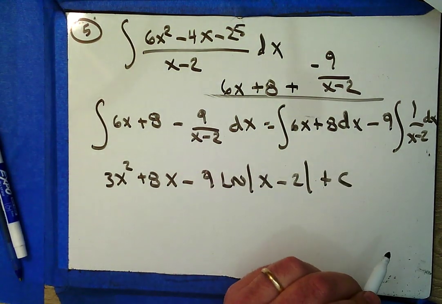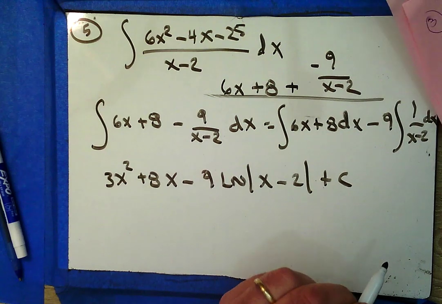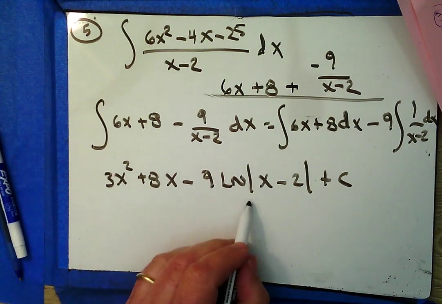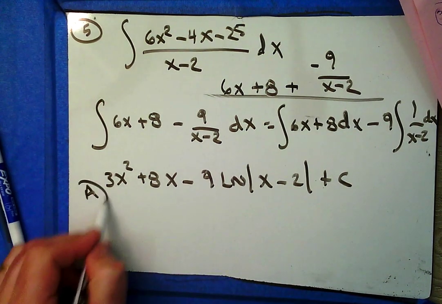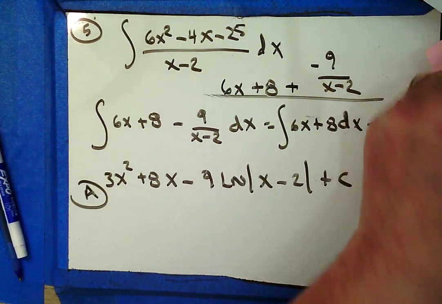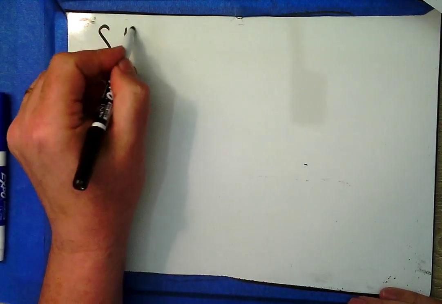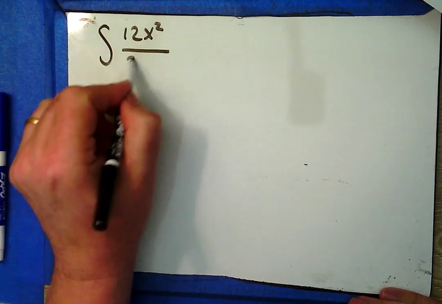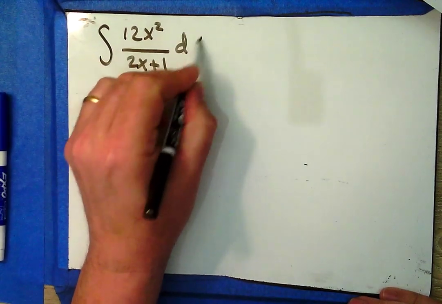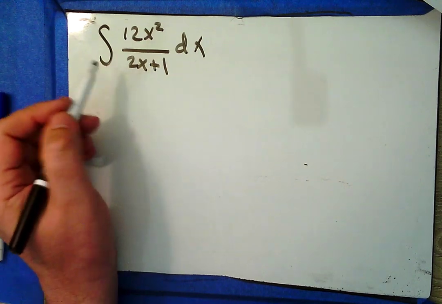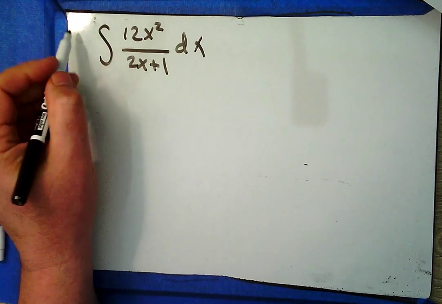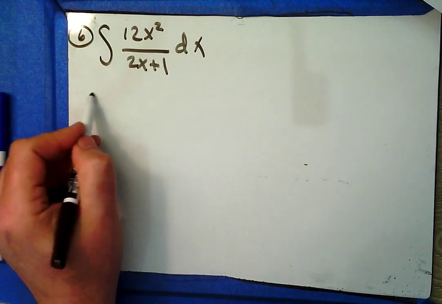Okay, so this is multiple choice, and it looks like choice A. Number 5 is choice A. Okay, let's take a look at 6. 6 is the integral of 12x squared over 2x plus 1. Again, the degree of the top is bigger than the degree of the bottom, and so I think, hey, I should use some long division here.